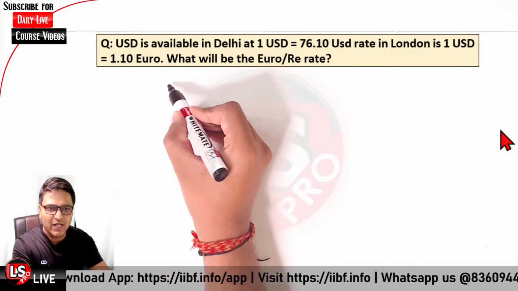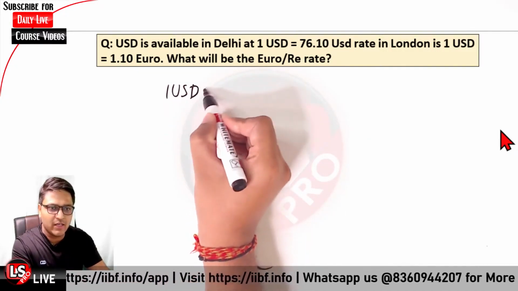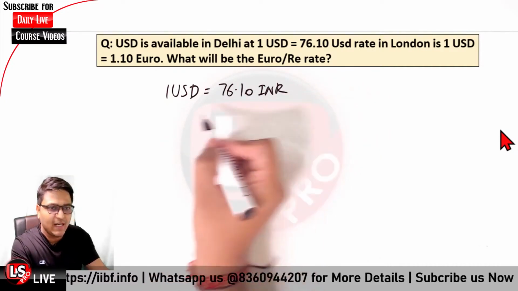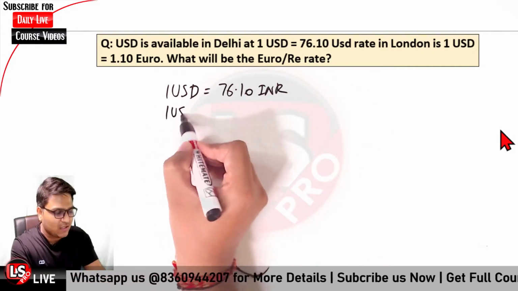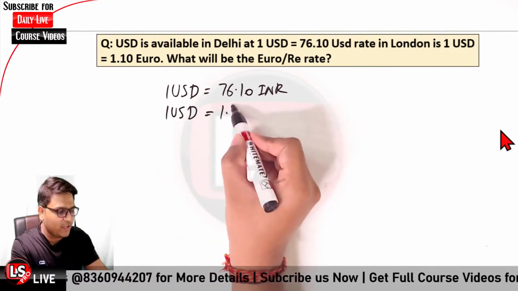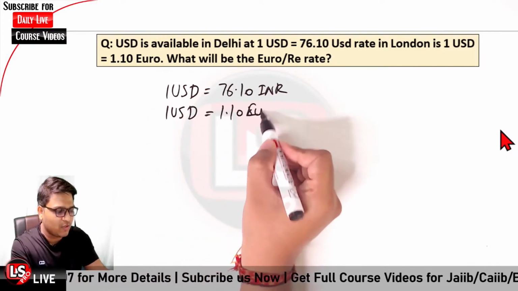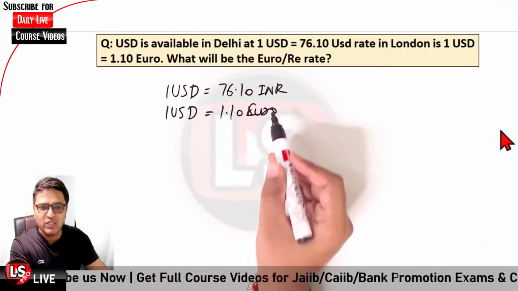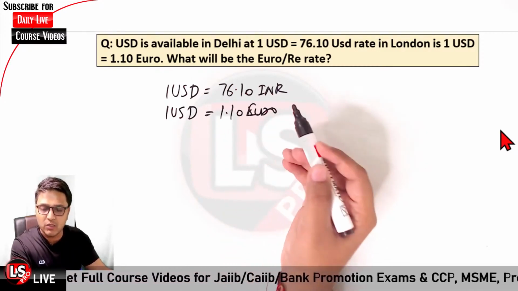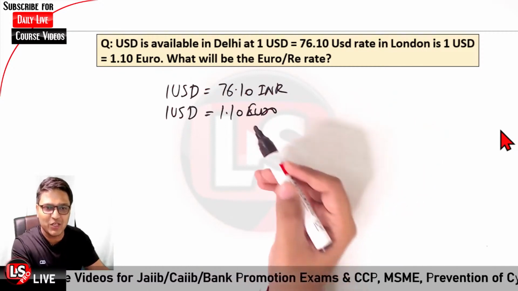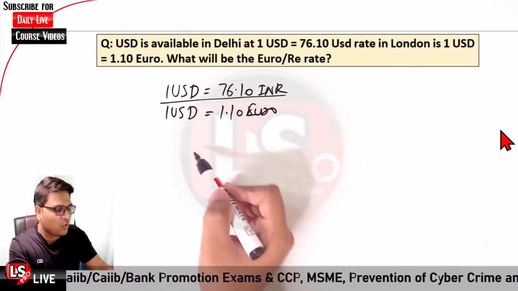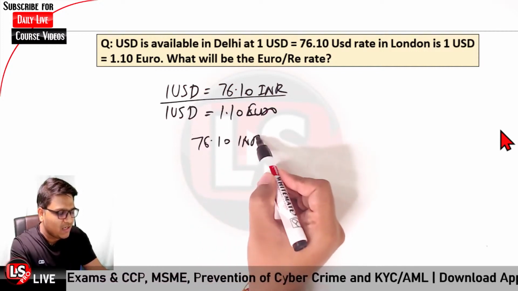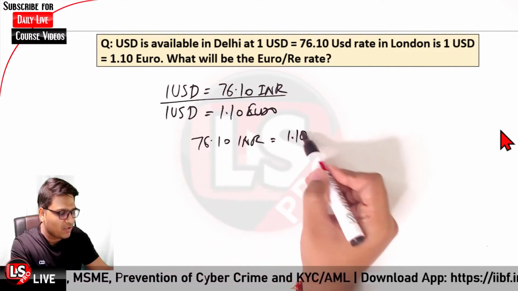So let me tell you regarding it that 1 USD value over here is given to be 76.10 INR, and further 1 USD is also given to be equal to 1.10 euro. So it is quite easier, because you need not find whether you have to select the buy rate or the selling rate. Okay, so that is regarding it. So just equate this. It will be equal to 76.10 INR and further equal to 1.10 euro.